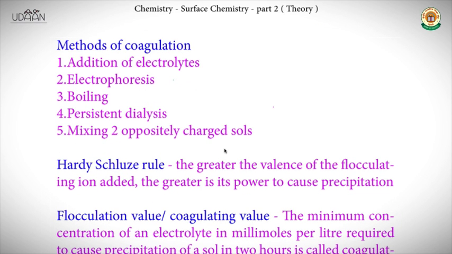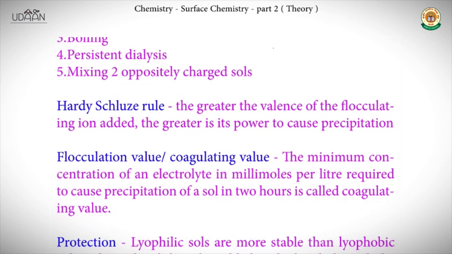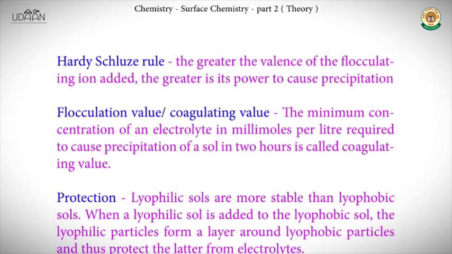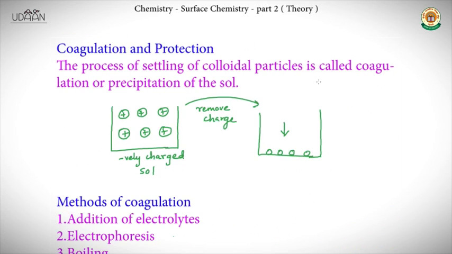So flocculating agent is the substance that I am adding for the precipitation to take place, the electrolyte that I am adding. तो जितनी ज़्यादा उसकी वेलेंसी होगी, उतना ज़्यादा उसकी टेंडेंसी होगी प्रेसिपिटेशन कॉज करने की. This is extremely important. For example, Mg2+ can precipitate more easily than Na+. So this rule is extremely important.